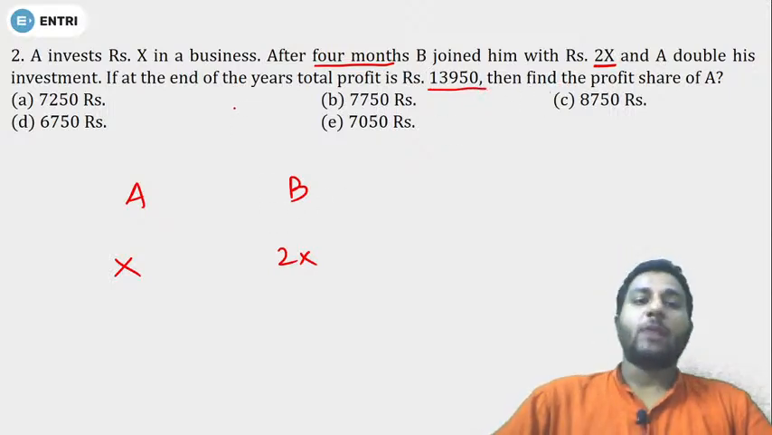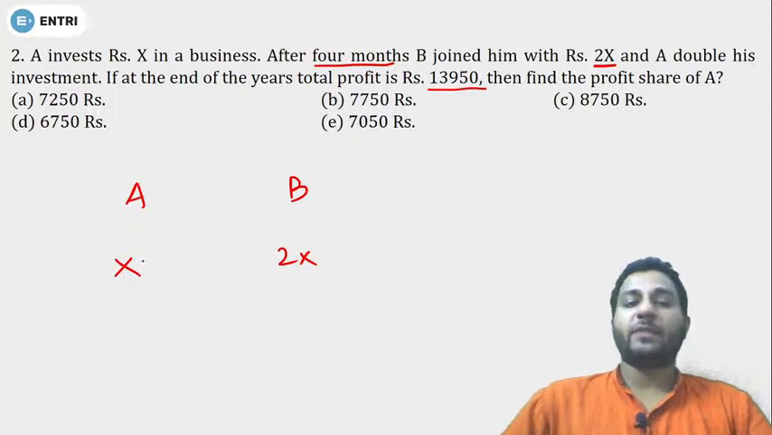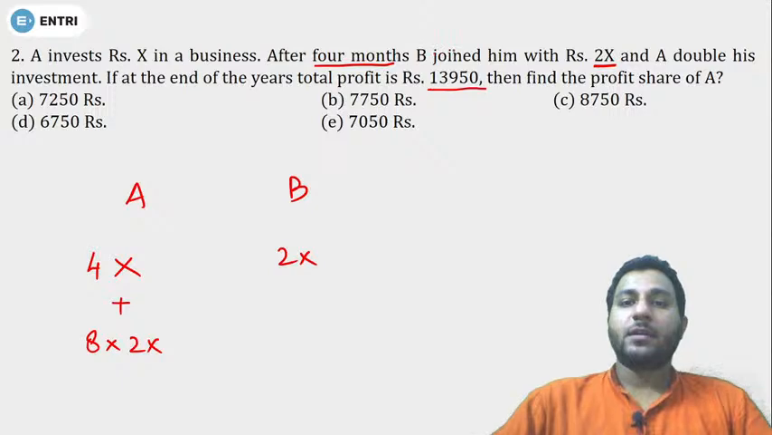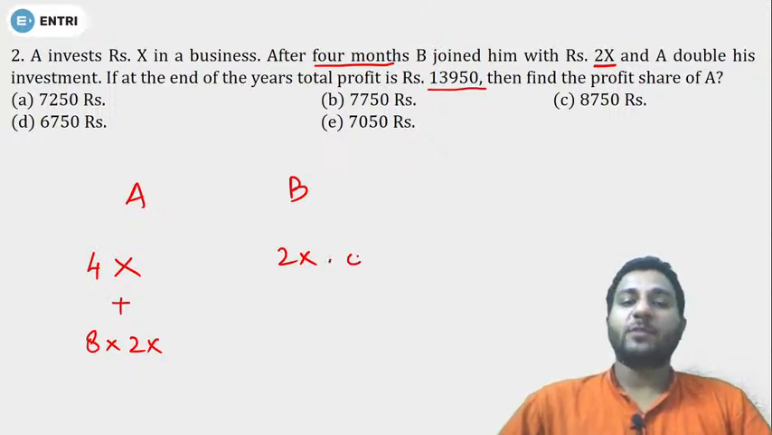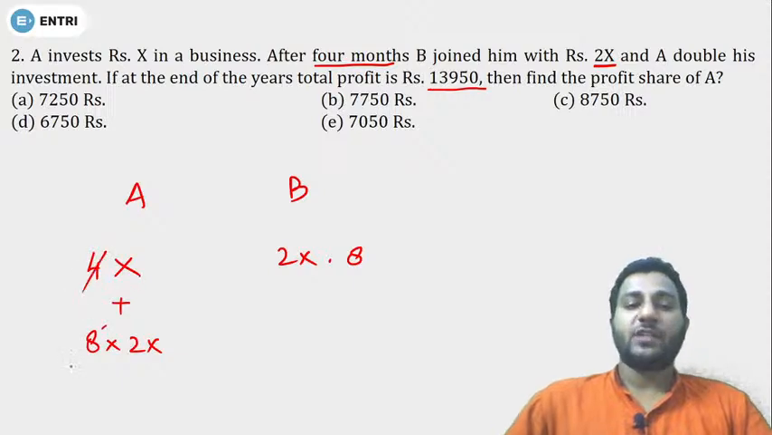तो आपको दिया गया है कि A जो है X रुपए इन्वेस्ट करता है और 4 महीने बाद डबल कर देता है. So let's see, for 4 months your investment will be X, and after that for the rest of the 8 months it will be 2X. Okay, but B joined after 4 months, so he stays for only 8 months.